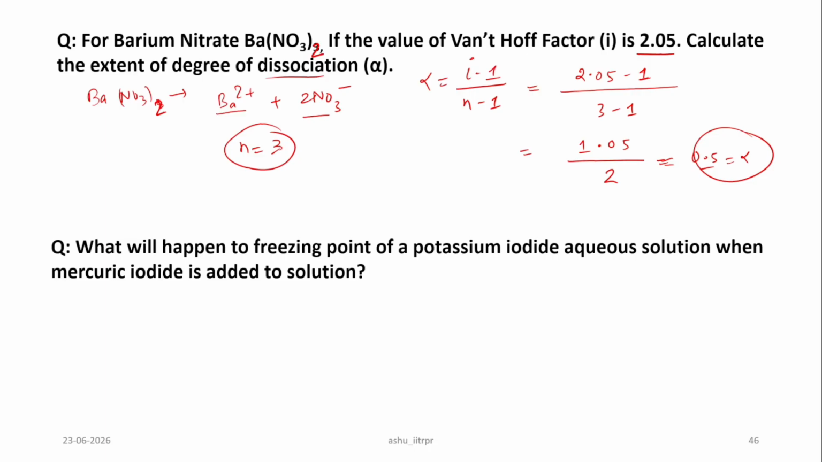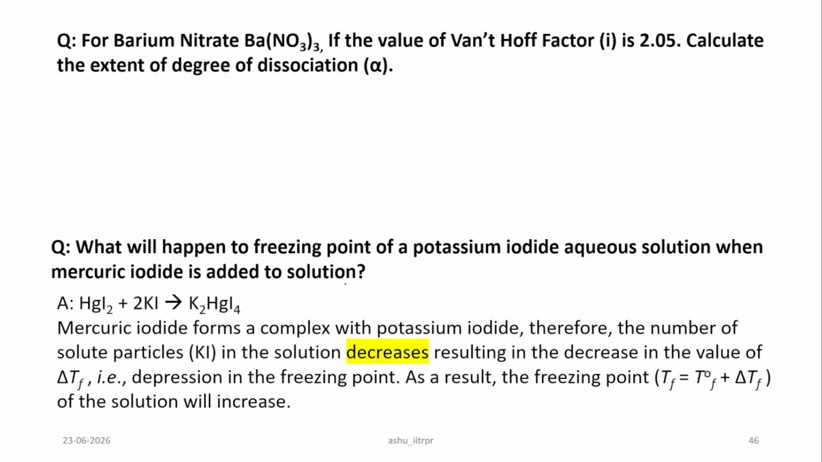Okay. Next question is, what will happen to the freezing point of potassium iodide aqueous solution when mercuric iodide is added to the solution? Very important question. What will happen to the freezing point of potassium iodide, KI, aqueous solution when mercuric iodide, HgI2, is added? This is a very good question of coordination chemistry. So there is a case of association, you can see.